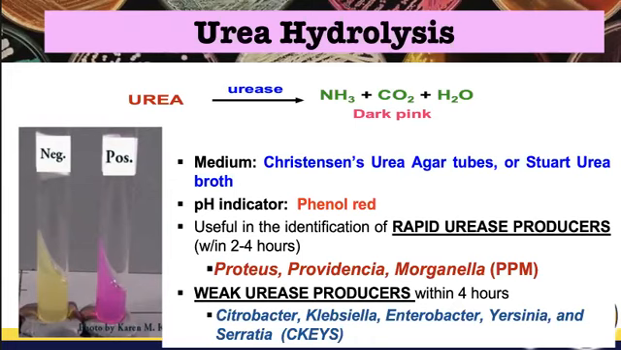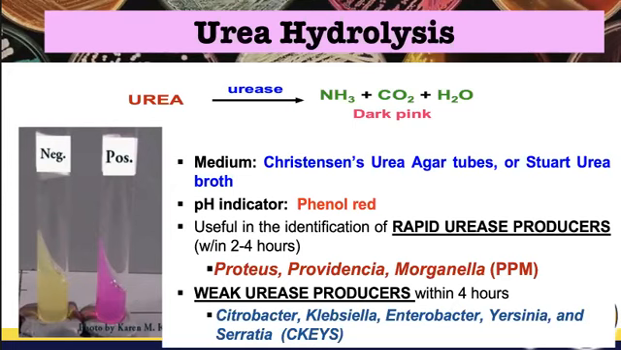It will trigger the pH indicator phenol red to change the media from pale yellow to dark pink or magenta. The usual culture media for this particular test is Christensen's urea agar or Stuart urea broth. Again, the pH indicator is phenol red.